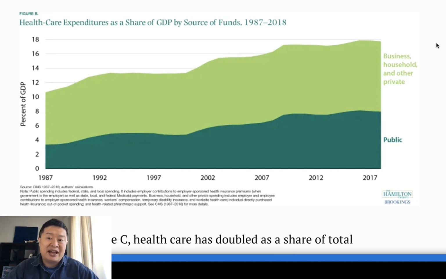But private and household and business spending has gone up significantly as well. Looks like it's gone from around 6% to now 10% of GDP for healthcare that is now borne by individuals, businesses, households, and other private sources. So this is not just a big government problem, it's also a big bill for individuals and companies problem.